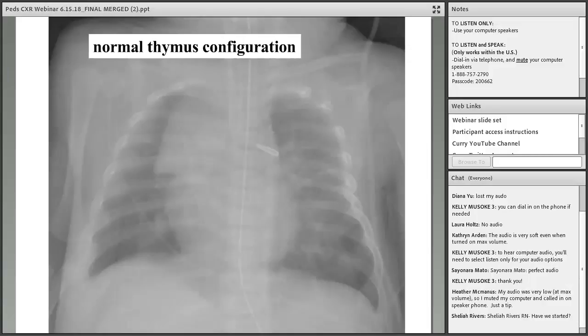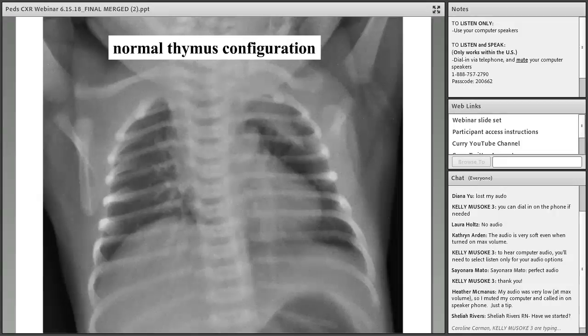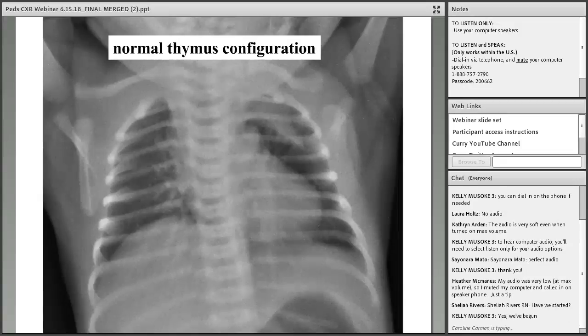Now, the thymus also has a number of configurations that can sometimes mimic adenopathy. Here's an example of a right-sided thymic sail sign. The sail sign can also occur on the left, as clearly seen here. The thymic sail sign can also mimic pneumomediastinum. In this case, it could represent the angel wing sign, but this is a normal thymus.